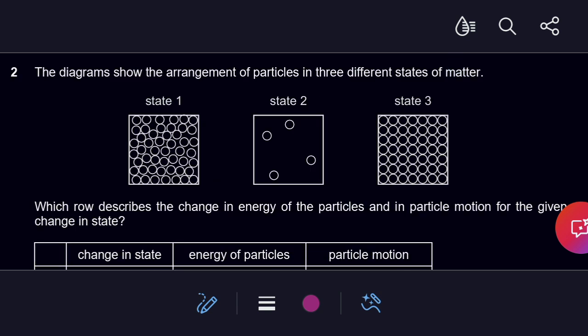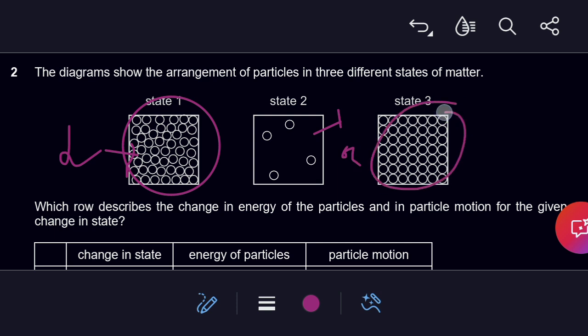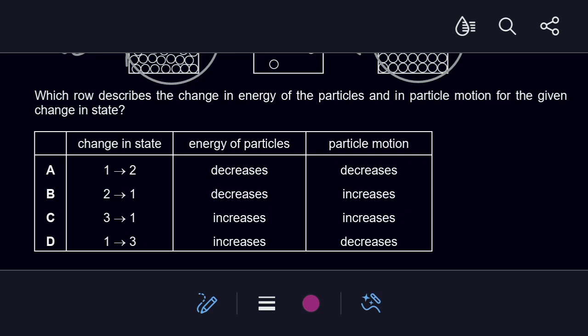Question number 2. The diagram shows the arrangement of particles in 3 different states of matter. So over here, initially we must look at what is state number 1. This is liquid because it has disordered molecules. State 2 is gas, and state 3 is solid. Which option describes the change in energy and motion of particles for the state changes in number 1, 2 and 3?